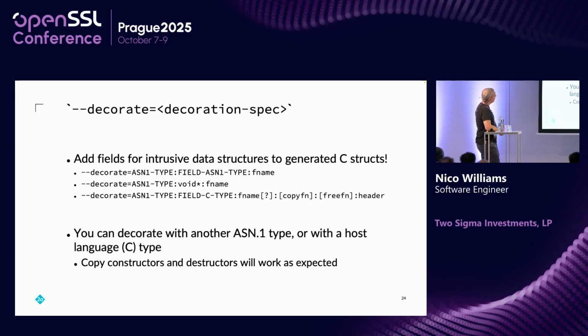You can also do things, this is really cool, you can decorate the types that it generates. This is useful if you want to do intrusive data structures, which I hear OpenSSL does a lot of, so here you go. You can decorate with other ASN.1 types, you can decorate with bespoke C types, whatever you want. These will not be encoded on the wire, of course, right? So if you want to decorate your certificates with stack of whatever, well, this will do it.